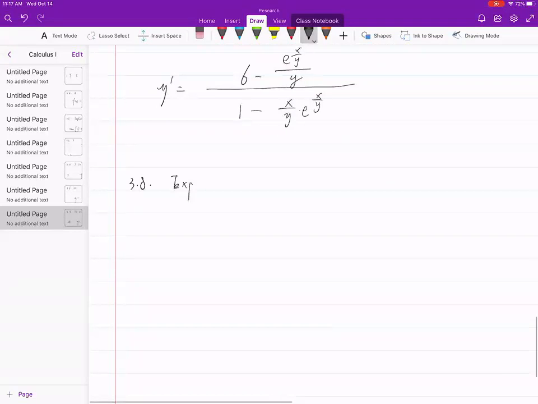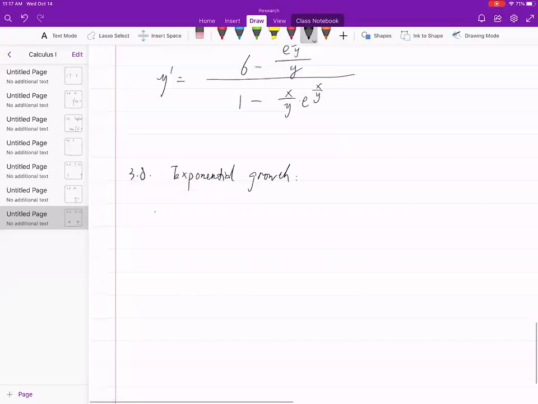3.8, exponential growth. Okay. Technically, there is no web work or anything for this section. The reason I want to put it here is number one, you have a project to do later, project 4, which is about this section. So you have to read it. So let's introduce it a little bit.